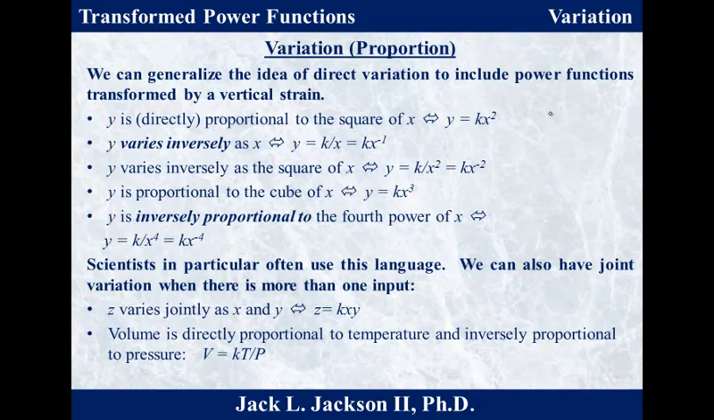So the inversely gives you a division, which basically is a negative power. Another example, y varies inversely as the square of x: y equals k over x squared, or y equals k times x to the negative 2. You can say that either way. Y is proportional to the cube of x, y equals k times x cubed. Y is inversely proportional to the fourth power of x, y equals k divided by x to the fourth, or y equals k times x to the negative 4. So you can see that these give us transformations of power functions.